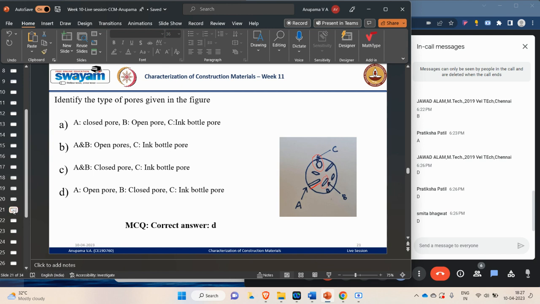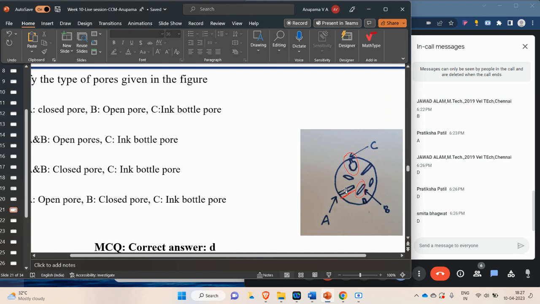Okay, the correct answer is option D. So here, if this is a material, as you can see, this particular pore opens to the outside, external atmosphere. So this is an open pore. Whereas this one, particularly this B1 and all the others around it, are confined within the material and do not open to the external atmosphere. So these are closed pores.